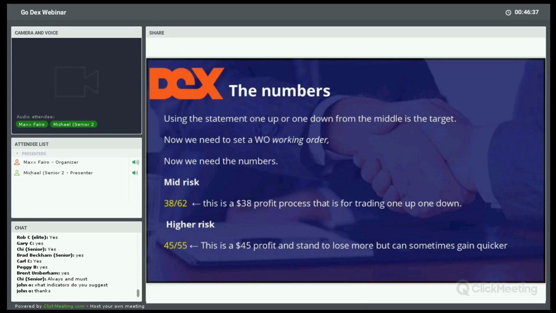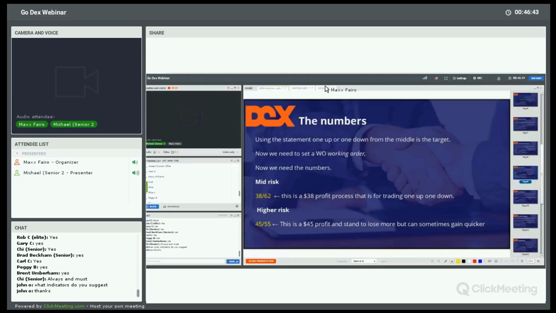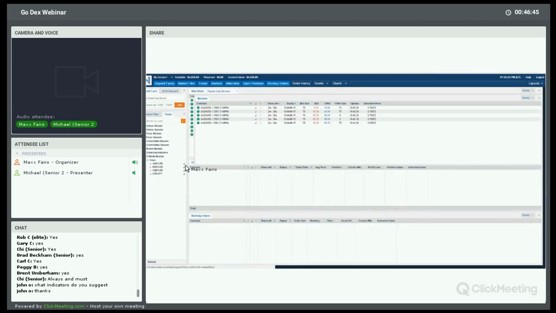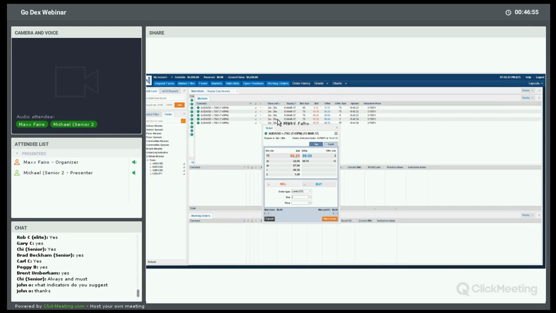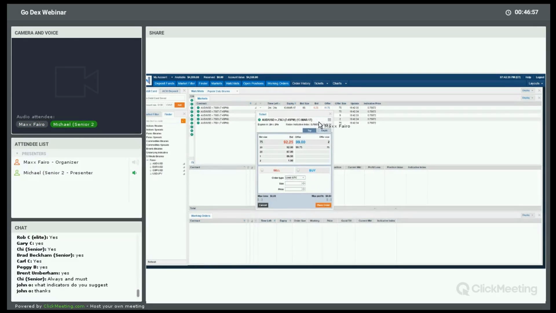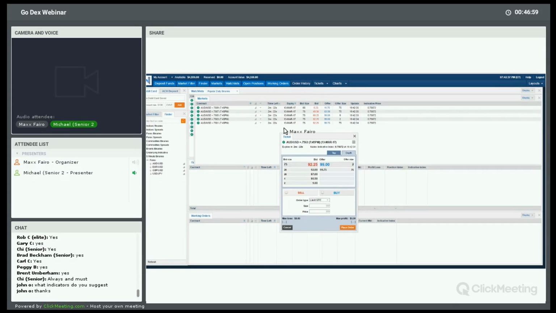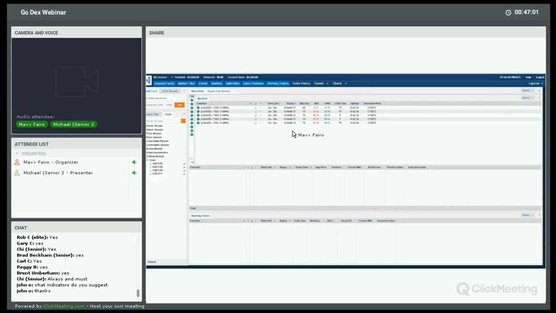Now, we need to set the working order. This is one of the most difficult parts about trading on Nadex, being able to set the working order. But in all actuality, it's really kind of easy. When a trade comes up, simply click on it to get the statement. All right, so this is like in the last couple seconds, there's no statements available. Okay, wait, here we go.